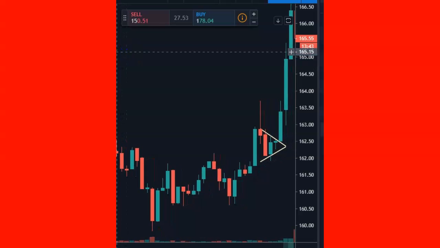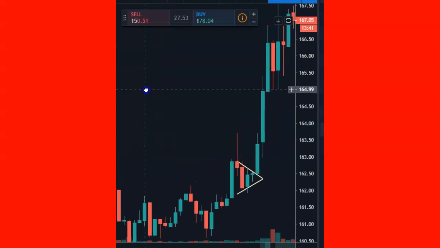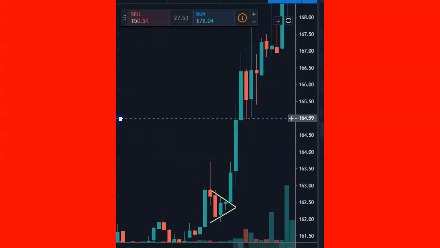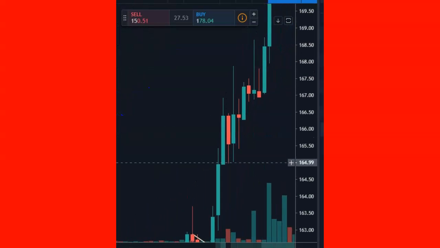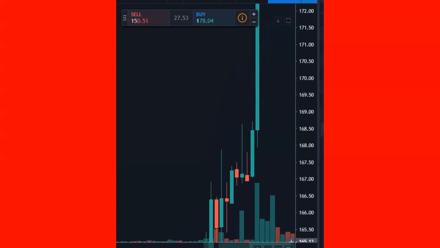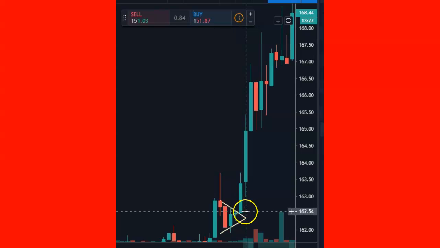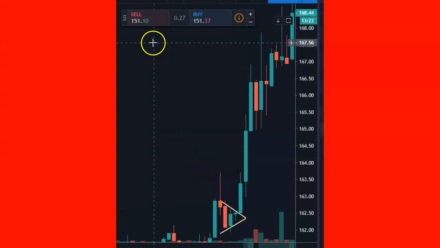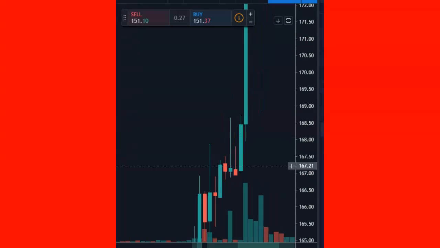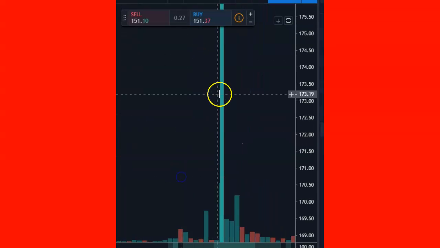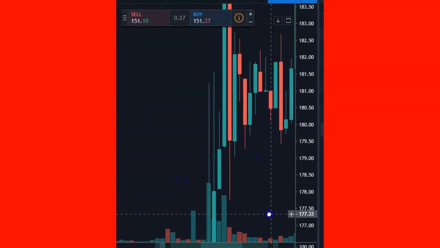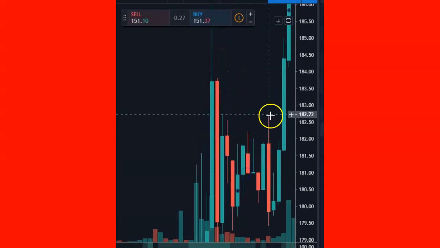Wow, huge profits. Oh my goodness. So as you guys can see, this one worked out perfect. I mean, this thing just shot up. So say you took a long at the breakout at about 162.60, and you rode this sucker all the way up. Oh my goodness. All the way up.